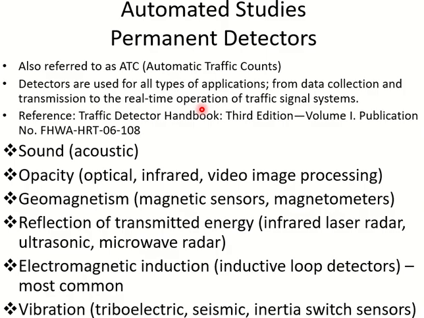Because these detectors are permanent, companies design them in a way that they can give you more than one observation. They will give you the count, and they may also give you the speed, or the video of the road, or something else, like signal timing.